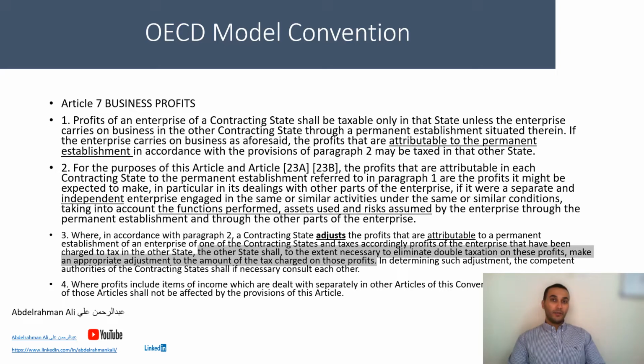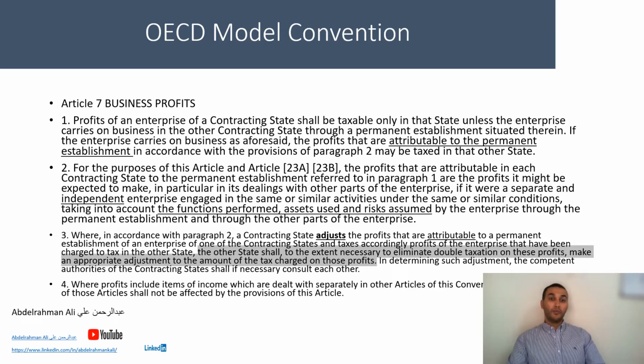If we think about the second paragraph, it says, for the purpose of this article, business profits. Article 23A and 23B, which is basically referring to the elimination or relief from double taxation by credit method or exemption method. We will talk about it in a later chapter, but those are the two main mechanisms to relieve from double taxation. Double taxation, in very small essence, means the profits are being taxed twice.